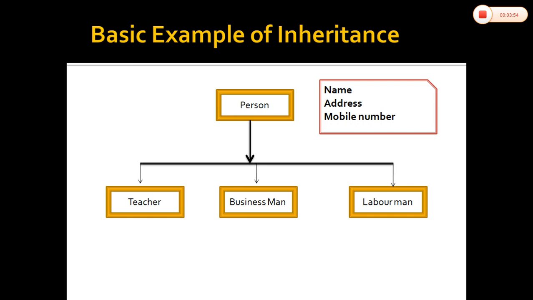Okay, so next I have taken one small example. Here, I have taken an example of a person. A person can be anything. A person can be a teacher or a businessman or a labourer, or a sweeper, or he or she can be a housewife, whatever it may be. A person comes with n number of people, n number of people with n number of designations. But each and every person, irrespective of their designation, will have their own unique name, address and phone number, right?